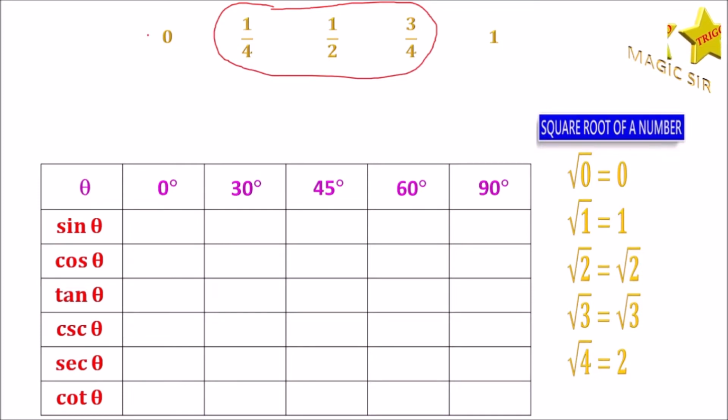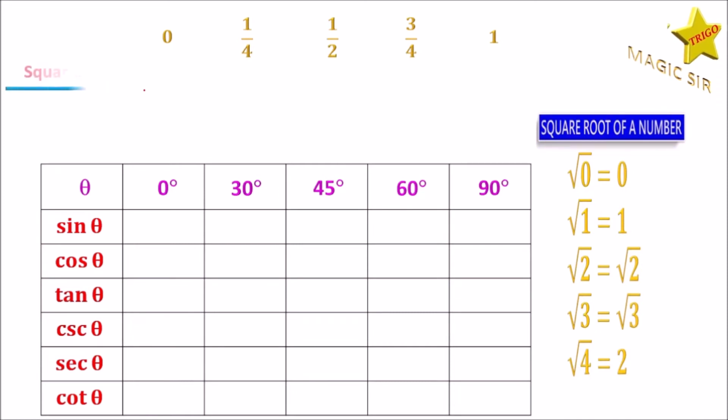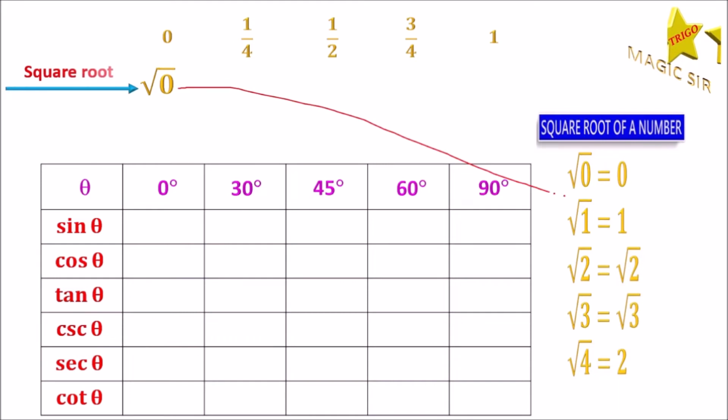We will find the square root of these 5 fractions one by one. Keep in mind that it is not proof to obtain the values of trigonometric ratios, but it is a short trick to prepare a trigonometric table. So we first take the square root of 0 for the 0-degree angle. We know that the square root of 0 is equal to 0. So we write 0 here.